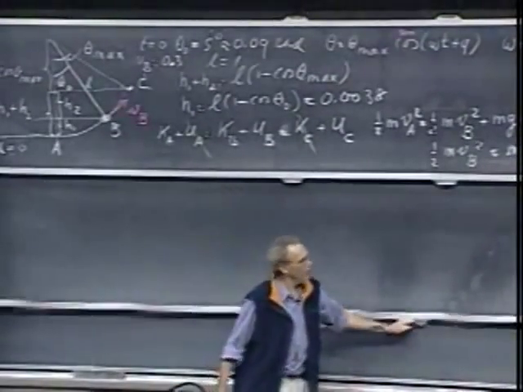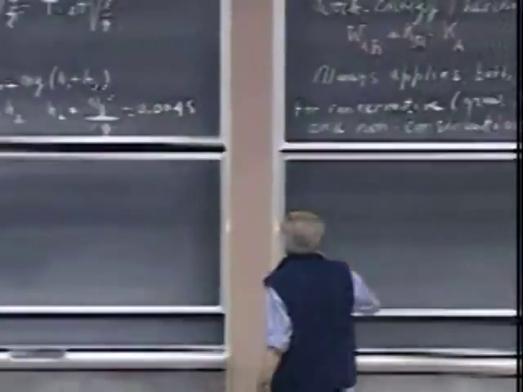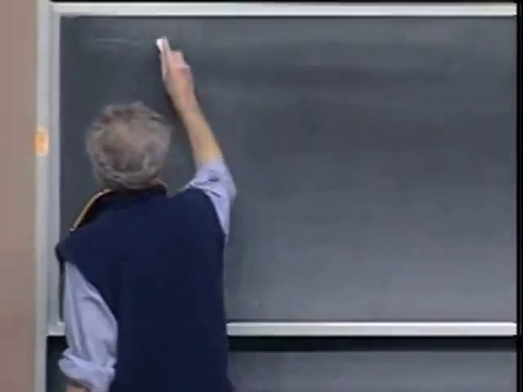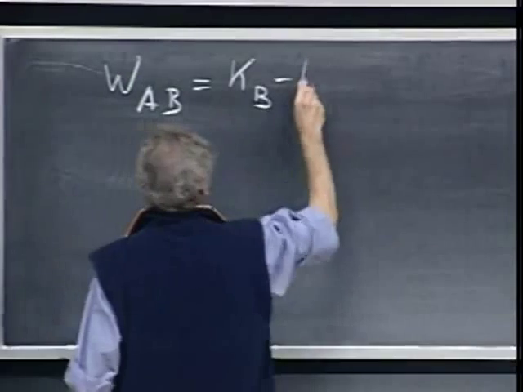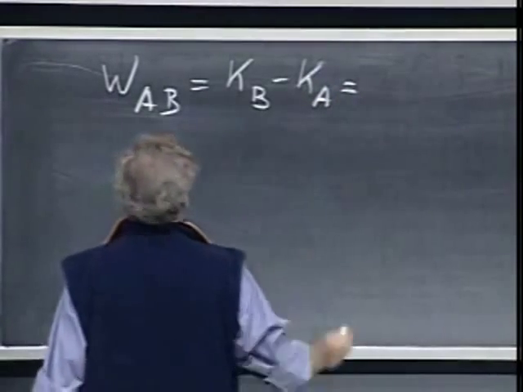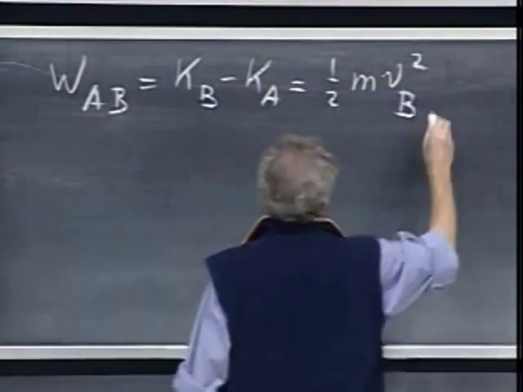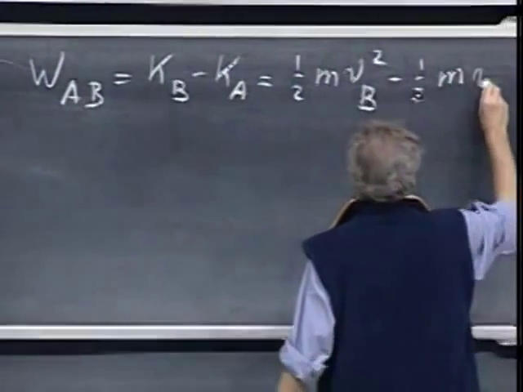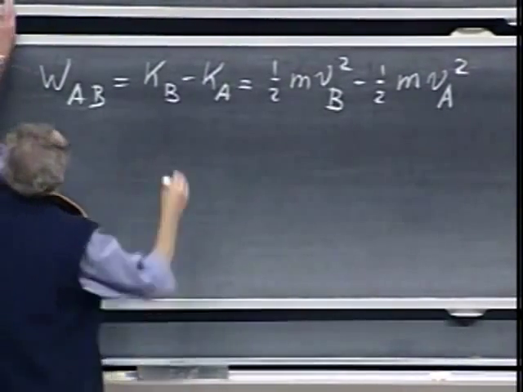However, I said to myself, if we use the conservation of mechanical energy, can we not also use the work-energy theorem? Why not? That should work as well. The work-energy theorem tells me that the work done on that object, when the object moves from A to B, equals the kinetic energy at B minus the kinetic energy at A. That is 1/2 m VB squared minus 1/2 m VA squared.